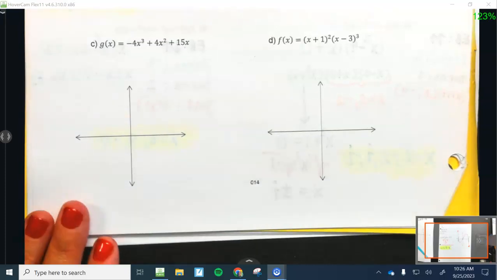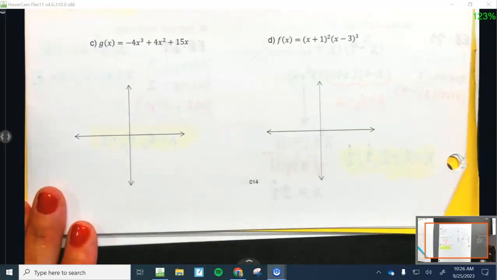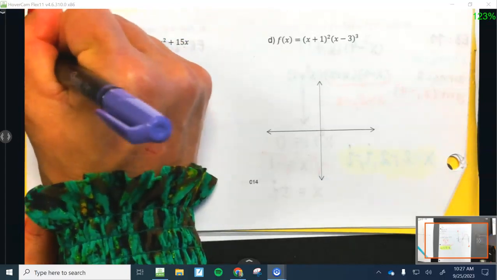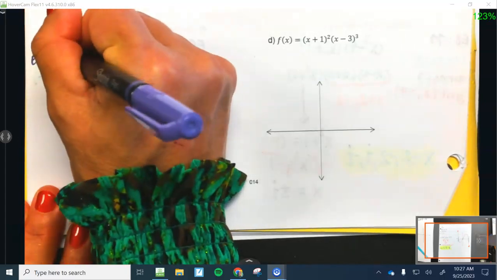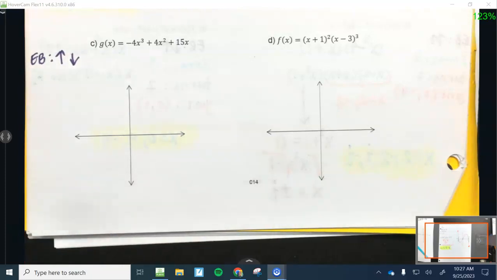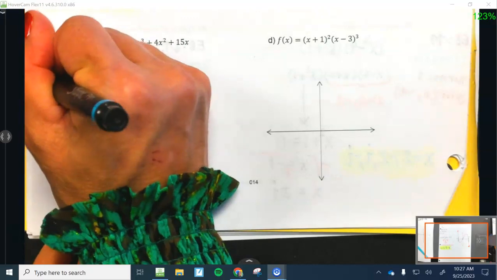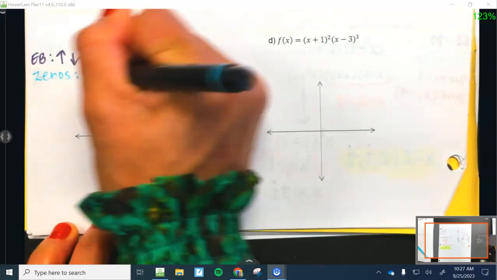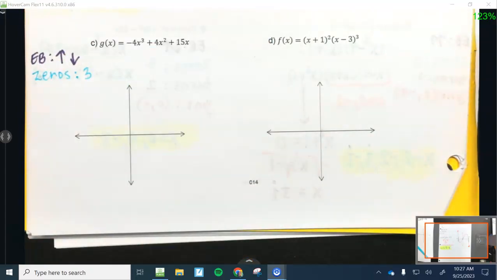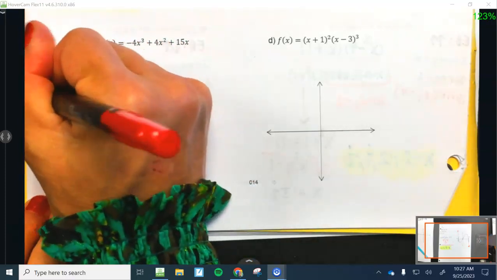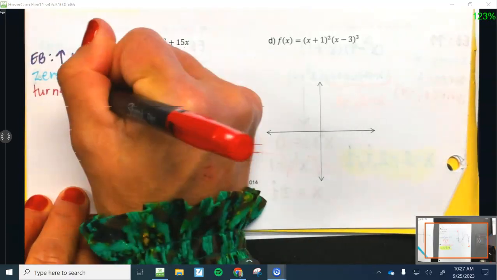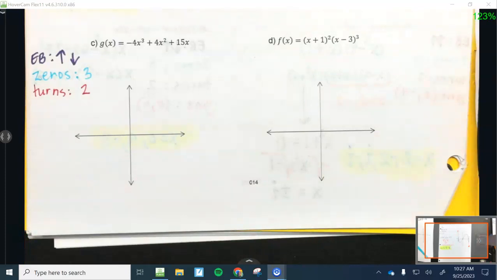Letter C. What's the end behavior? Up, down. Very good. How many zeros does this have? It does. Turns 2. Y'all, what's the y-intercept? 0, 0.